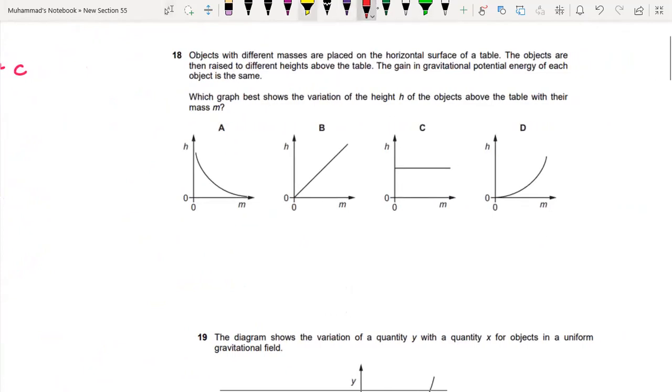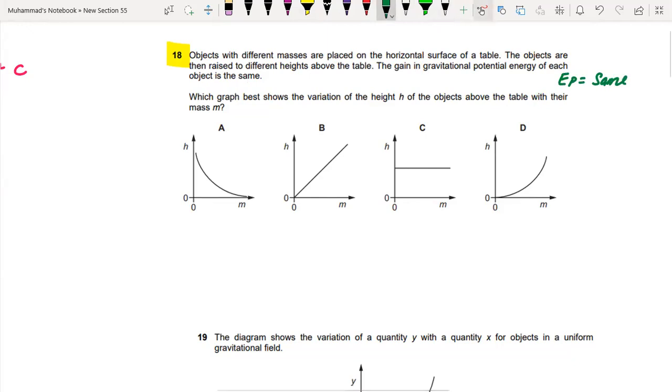Let's do this situation. This is a past paper question. Objects with different masses are placed on the horizontal surface of a table. The objects are then raised to different heights above the table. The gain in gravitational potential energy of each object is the same. So what's important? EP is the same, potential energy gain is the same for all.